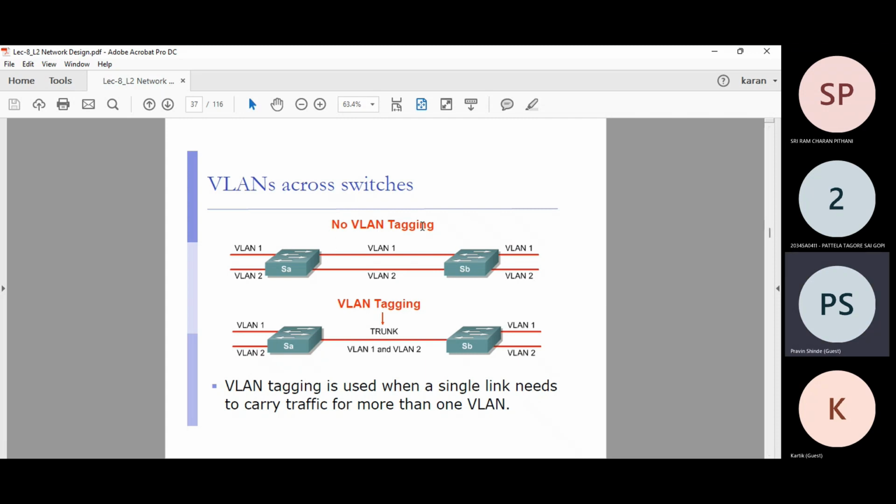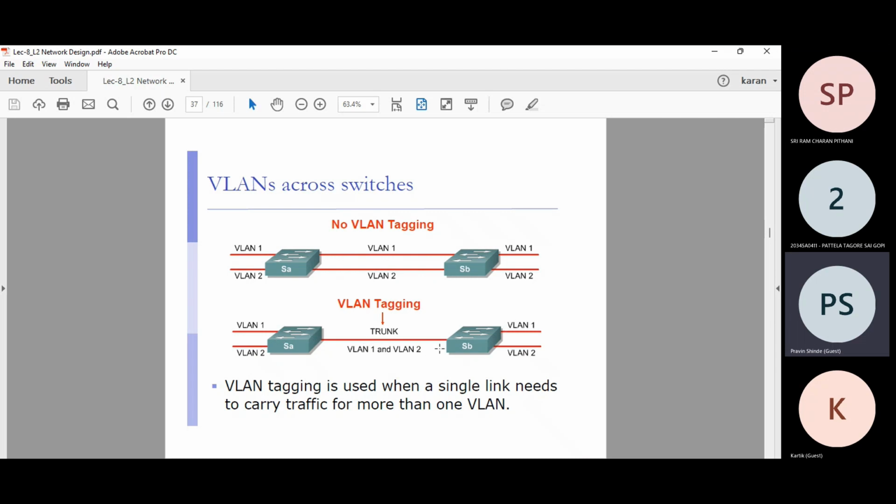See the diagram. The first diagram is VLAN 1, another link with VLAN 1, and there is a separate link with VLAN 2. See, so VLAN 1 and VLAN 2. After VLAN tagging, we use only one fiber link, and the port is a trunk. This trunk port carries VLAN 1 and VLAN 2.